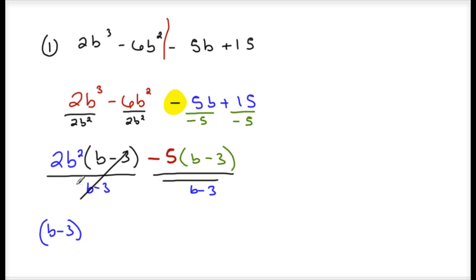My b minus 3 simplifies. What's left is going to be in parentheses. What's left on this side? 2b squared. B minus 3 simplifies here, minus 5. So I have the quantity b minus 3 times the quantity 2b squared minus 5.